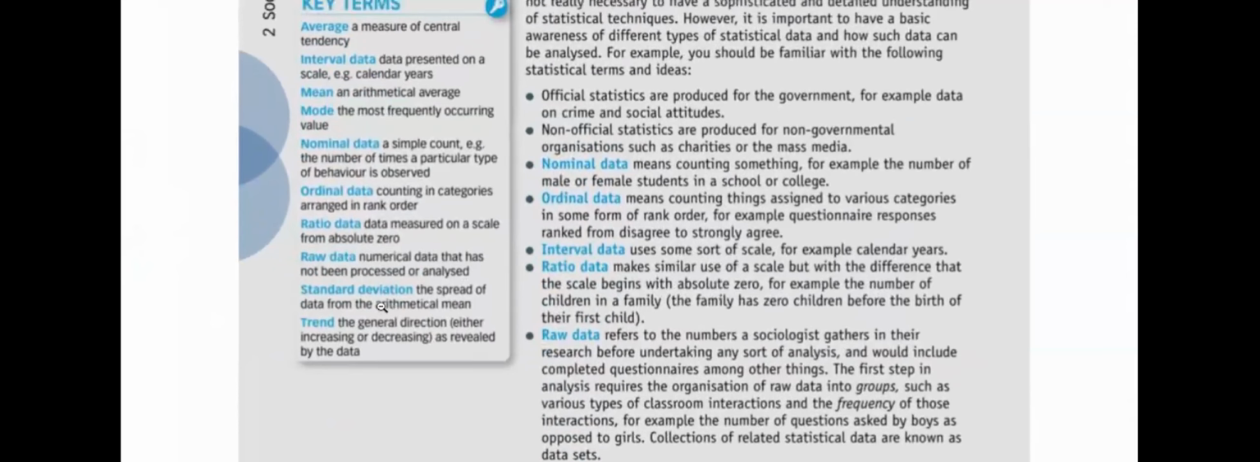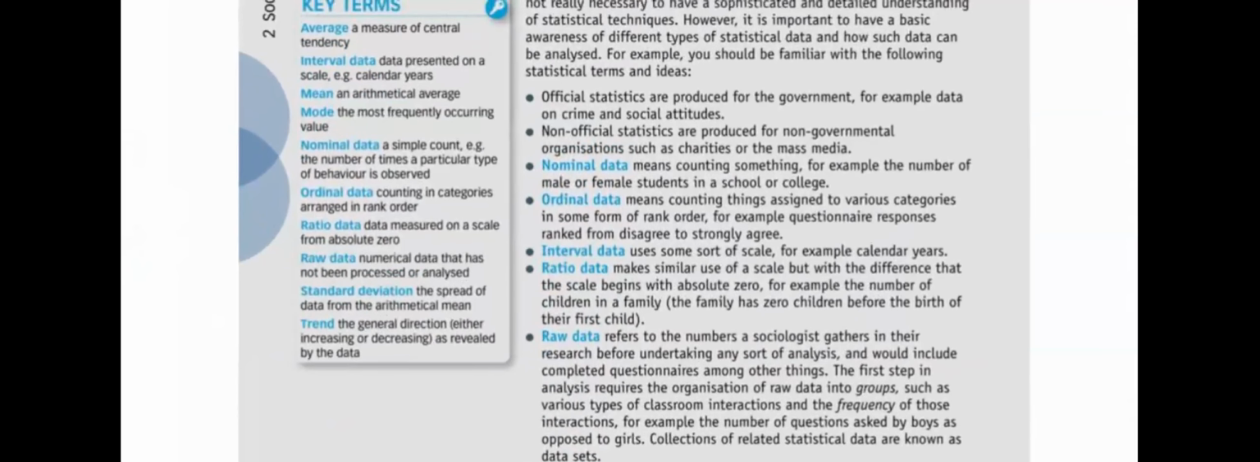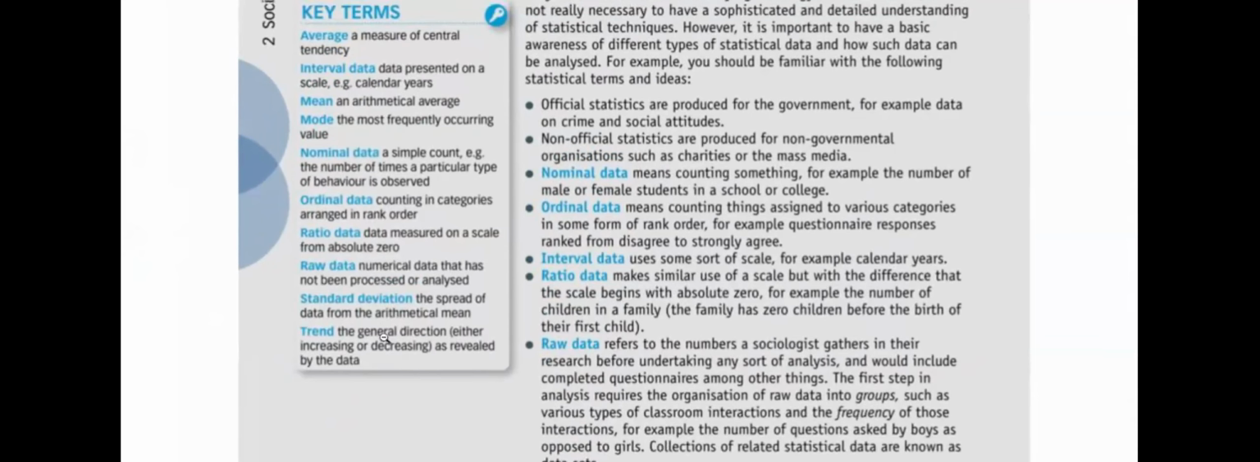For that, they've given us key terms. This is more of math rather than sociology, so we'll just overview it. Average, we already know what an average is. It's the mean. Mean is the average. Mode is the most frequently occurring value, something that occurs a lot of times. Let's say I'm calculating data for the ages of people, and a lot of people are 20, 20, 20, 20, 20. That's going to be my mode because it's repeated that many times.